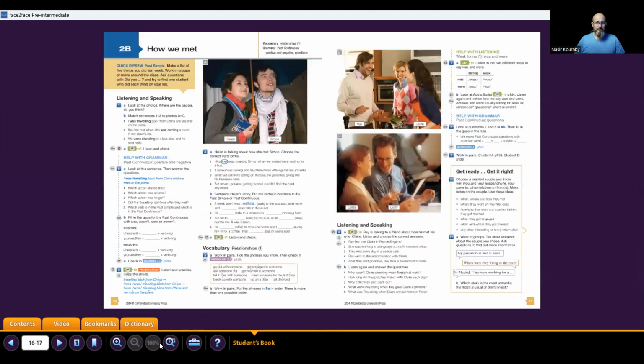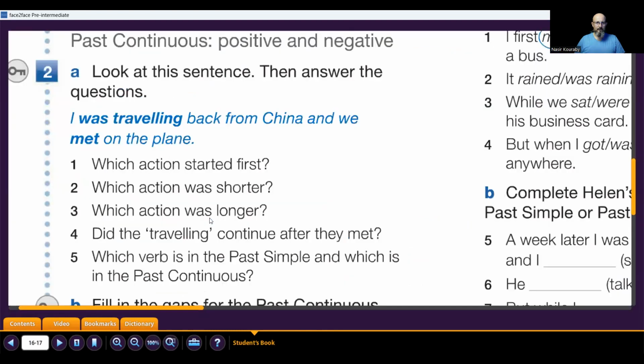Let's make it a little bit small. So, I was traveling back from China and we met on the plane. Which action started first? Which action was shorter? We talk about the action, that means the verbs, traveling and met. Which action was longer? Did the traveling continue after they met? Which verb is in the past simple and which verb is in the past continuous? Answer the questions, please. You can stop the video as usual.